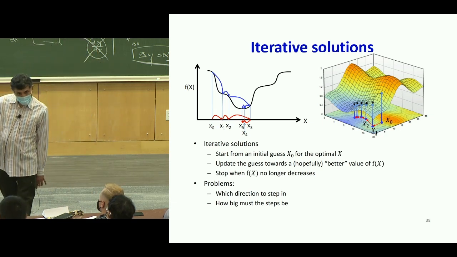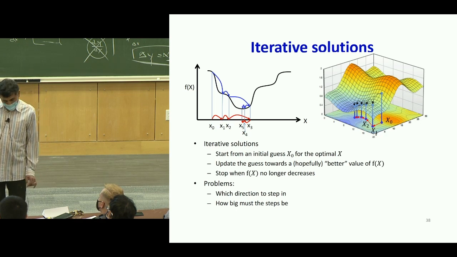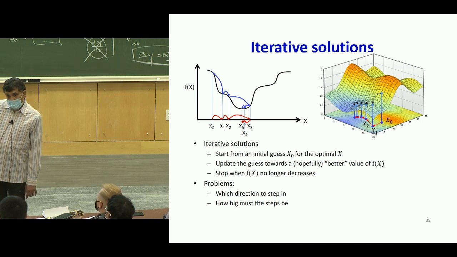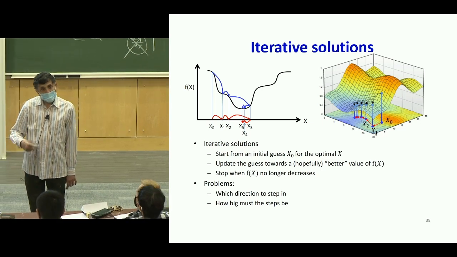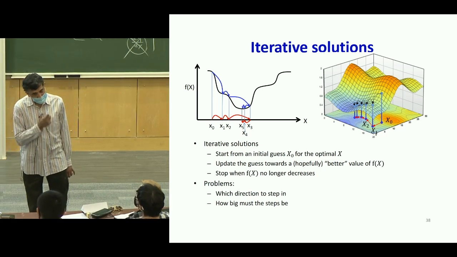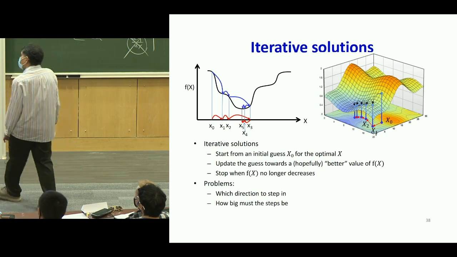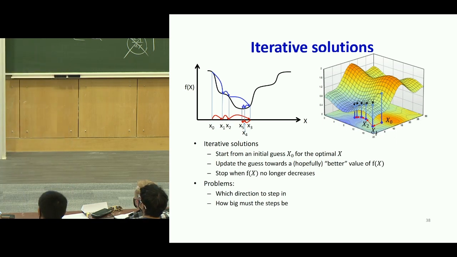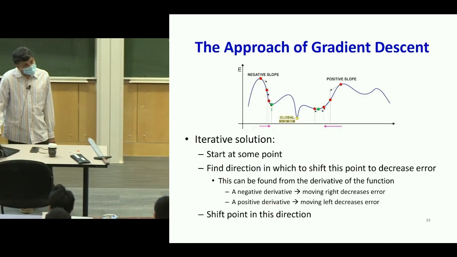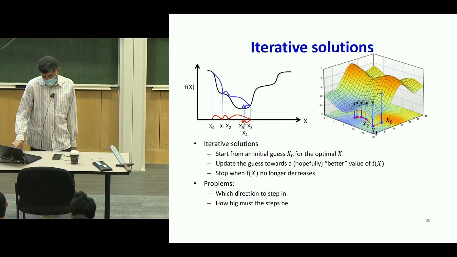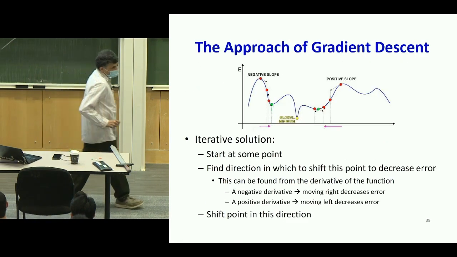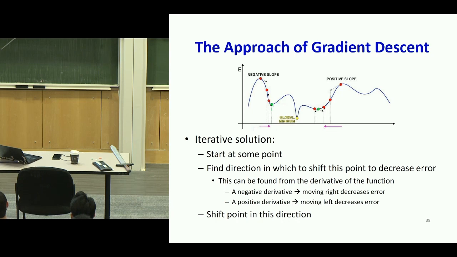So the question is, I know that if I can find out that the current place is not a minimum, which direction do I walk in, and how big should the step be, right? And so these are the two main problems with this iterative approach. But let's answer the first question, which direction should I walk in?